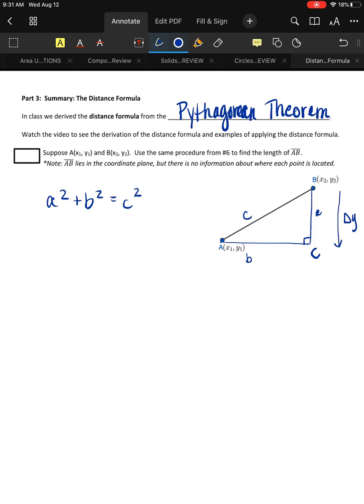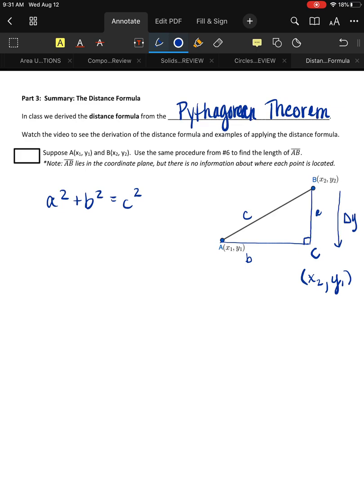So to express a change in y, let me back up there for a second. First, we need to find the coordinates of C. So C is as far over left or right. It has the same x coordinate as B. So the coordinate here is x sub 2. And then the y coordinate is as high up as A. So then the y coordinate is y sub 1. So it's as far over as B and as far up as A. So the coordinate for C is x sub 2, y sub 1.